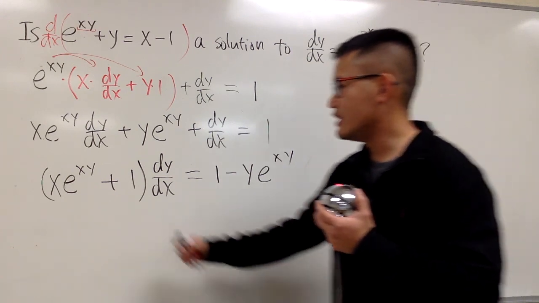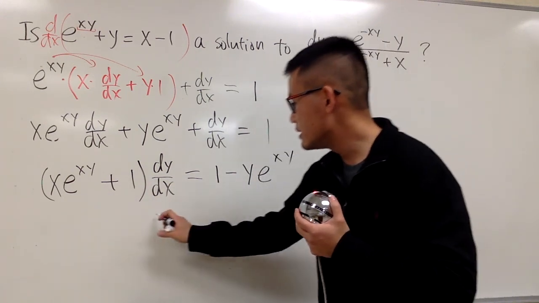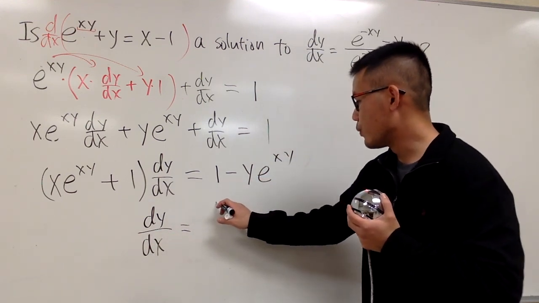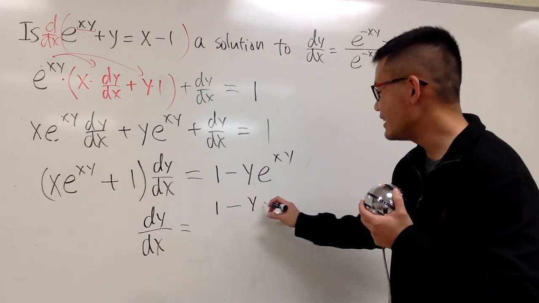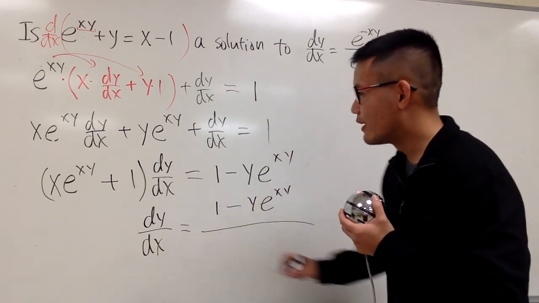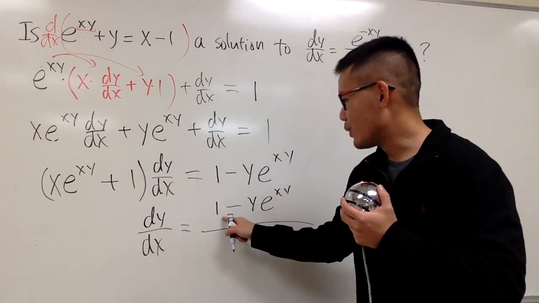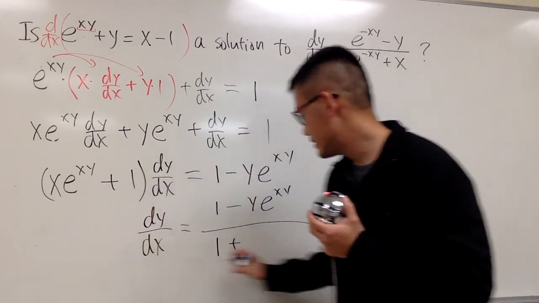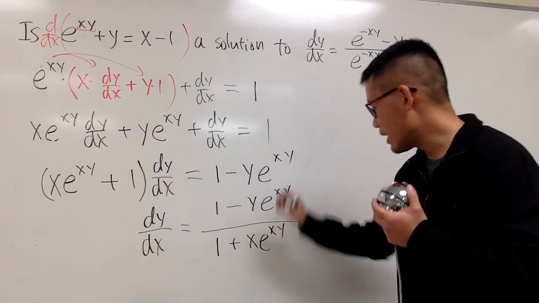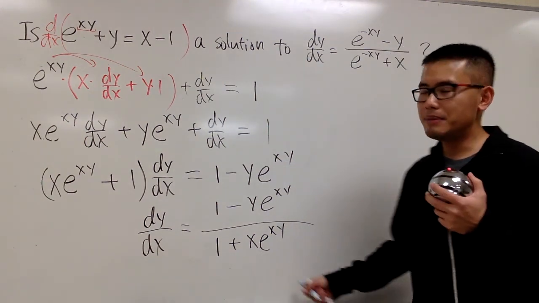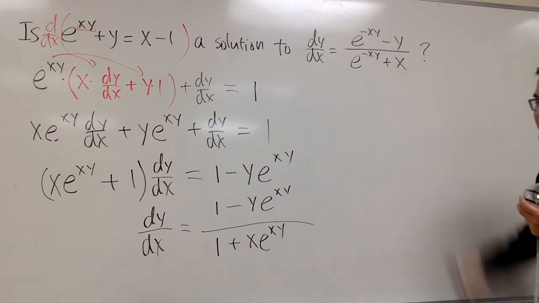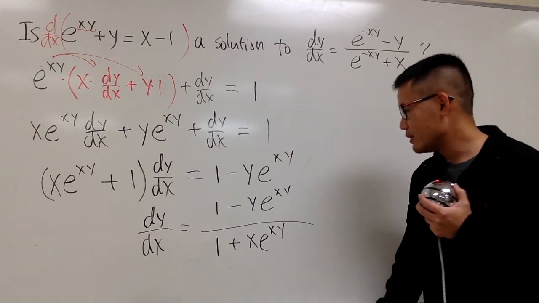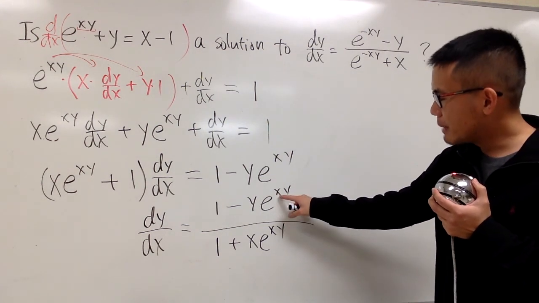And now I can just divide both sides by that, right? So as you can see, we will have dy/dx equals this, which is 1 minus y e to the xy over that. And since it has the 1, let me put down the 1 right here first, okay? 1, and then we add to it x e to the xy. This is what we have, but this is what they give us. What can we do? You see, they have negative xy for the power. Well, this is e to the positive xy.